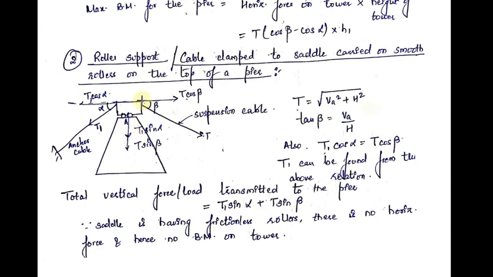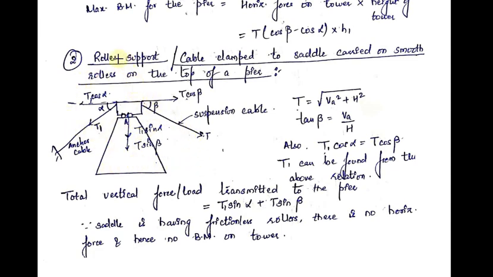Because whatever horizontal force is produced due to T1 cos alpha and T cos beta, these forces move the saddle, because this saddle has rollers at the base. So whenever anything moves and it is not restrained, no horizontal stress will be produced. Since no horizontal force will be produced, the bending moment at the bottom or anywhere on the tower will be zero.